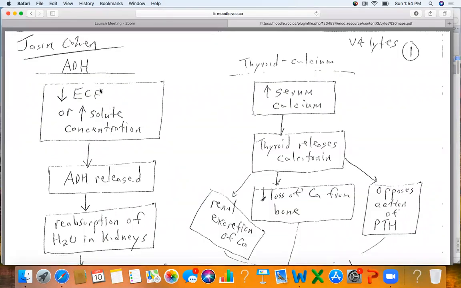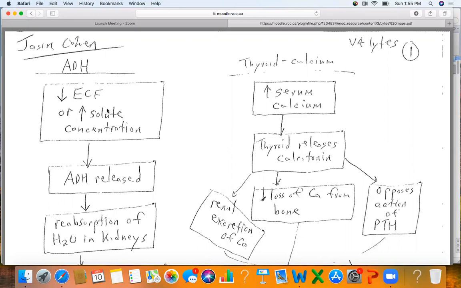So if we look at the ADH portion of map 1, we start out with a condition. The condition is decreased extracellular fluid. Let's put that in layman's terms for now. We could simply just call that first box decreased blood pressure. Let's just go with that for now. It can also indicate increased solute concentration. Increased solute concentration goes hand in hand with decreased blood pressure, especially if that decreased blood pressure is from dehydration.